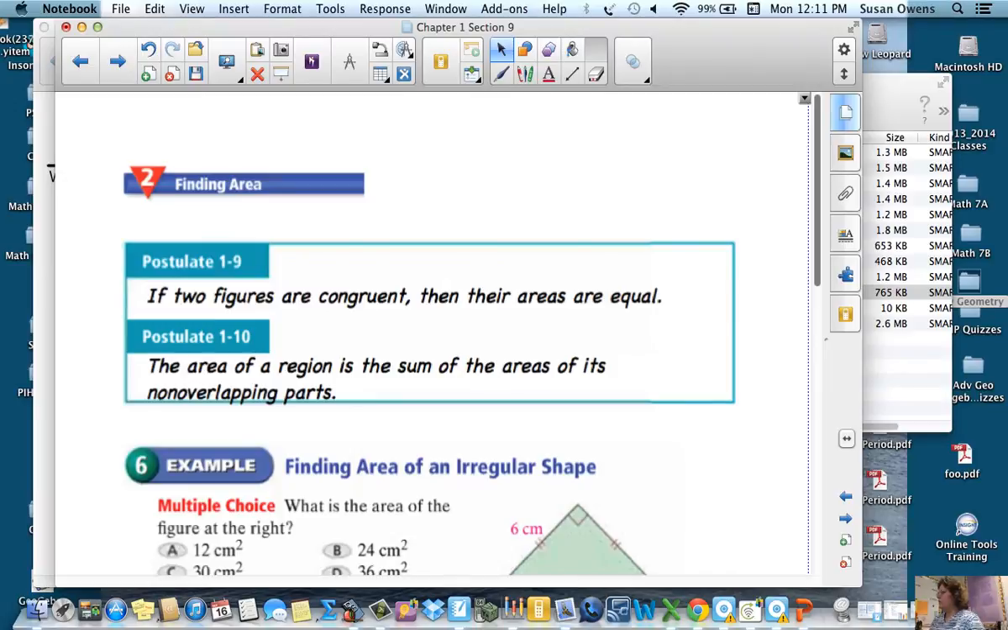We have 2 postulates. So the first one, if 2 figures are congruent, then their areas are equal. So for this one, this is the congruent figures postulate.